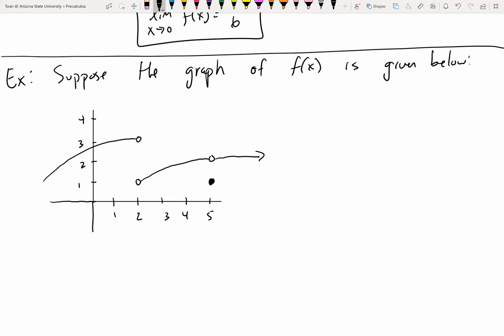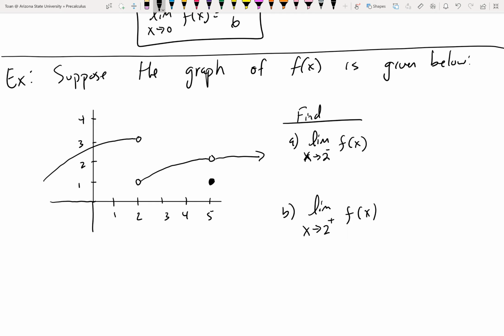So suppose I gave you this graph, and I asked you to find letter A, the limit as x approaches 2 from the left of f of x. Letter B, the limit as x approaches 2 from the right of f of x. Letter C, the limit as x approaches 2 overall of f of x.